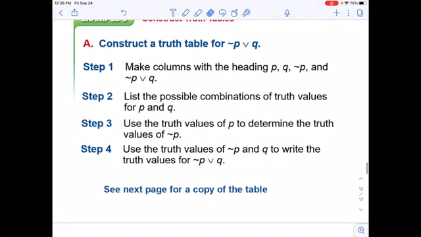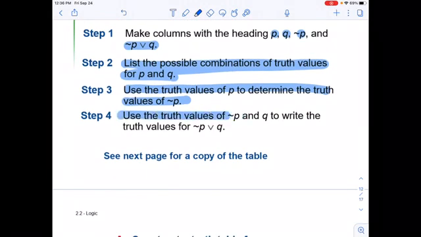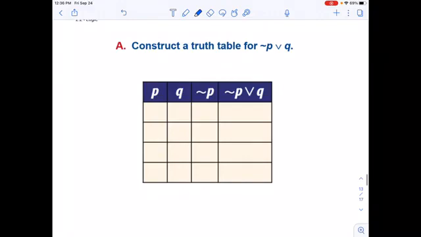So let's construct a truth table for not P or Q. So you make columns with everything you're going to need. We have a heading of P, Q, not P, and then not P or Q. Then you're going to list all the possible combinations of the values for P and Q. You're going to use the values of P to determine the values of not P. And then you'll use the values of not P and the values of Q to find the values of not P or Q. So let's do that. Construct a truth table for not P or Q.